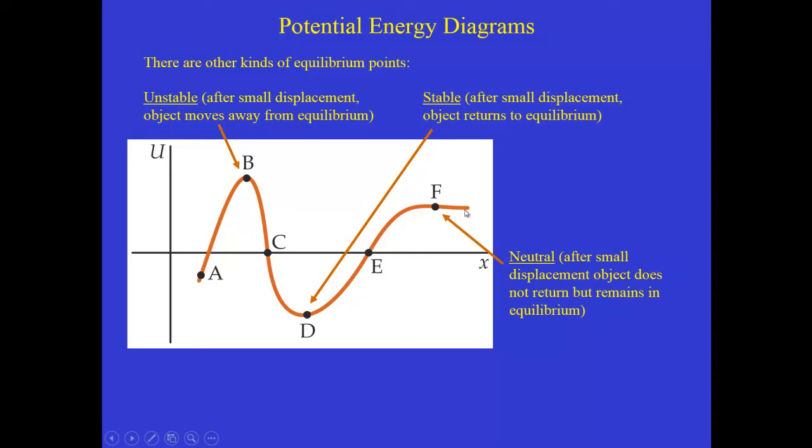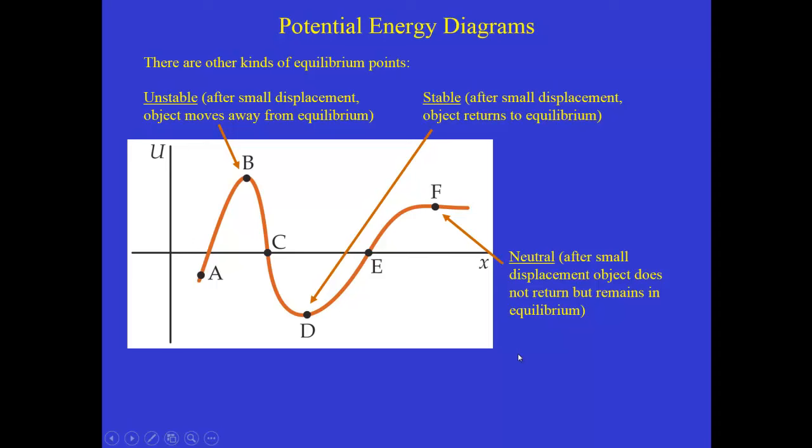And then point F, that's more of an unusual case, but imagine that the curve flattens out at a certain point so that the slope is equal to 0. Well, that means it's equilibrium, right? Because the slope is equal to 0, so the force is 0. But if you push it a little bit one way or the other, it doesn't experience any force at all. So if you push it to the right with a certain speed, then it will just continue moving to the right with a certain speed. It won't return to equilibrium, but it doesn't pick up speed either. And so that's called a neutral equilibrium point.